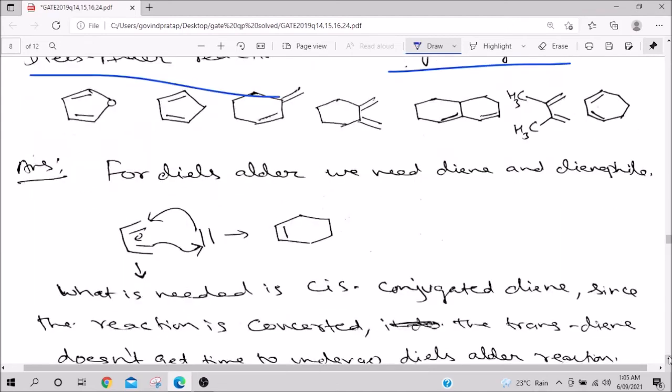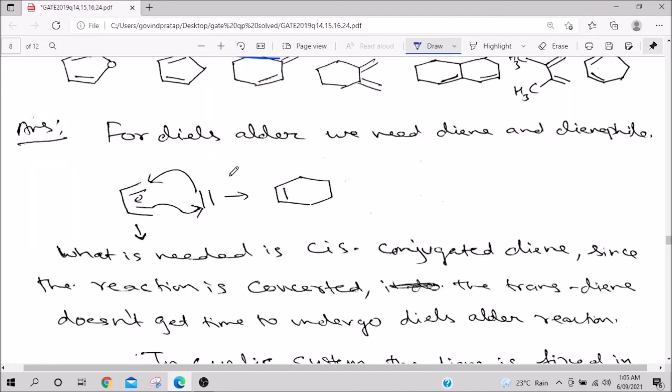Diels-Alder is nothing but a 4 plus 2 pericyclic reaction under thermal condition. So, you have a 4 system, 4 is diene because 2 alkenes are there, and you have dienophile. Dienophile is basically alkene, phile means loving because it is reacting with diene, therefore, it is dienophile. So, this goes and interacts, this comes here and this comes here. For this to happen, very important, your diene should be cis. Okay, it cannot be trans.